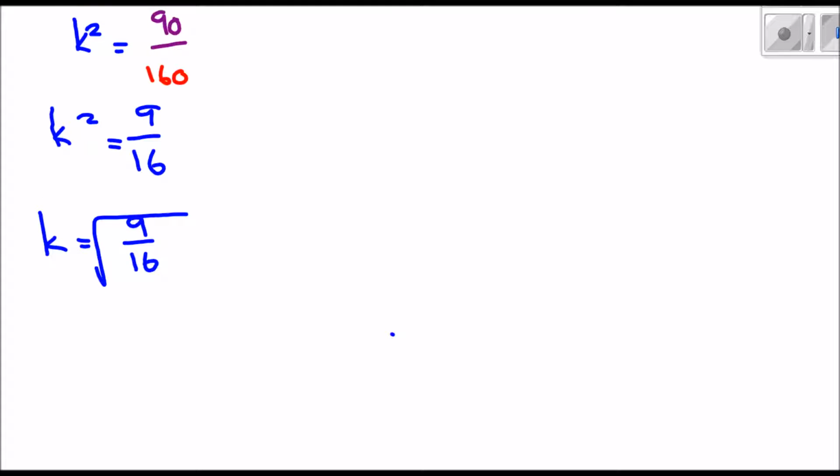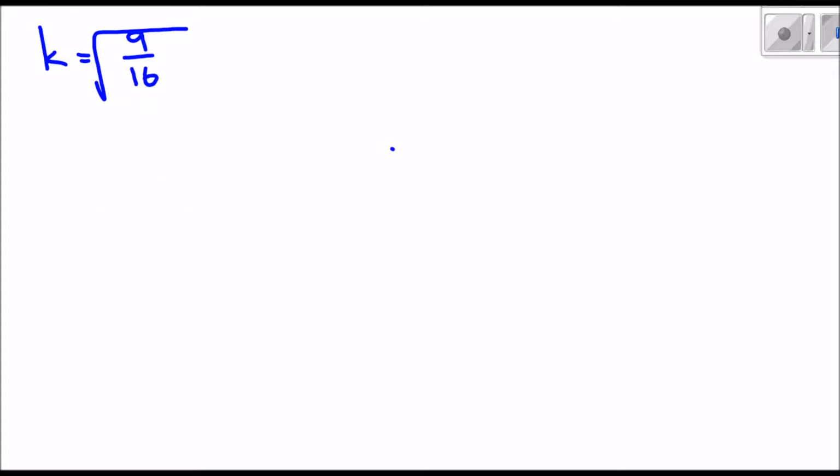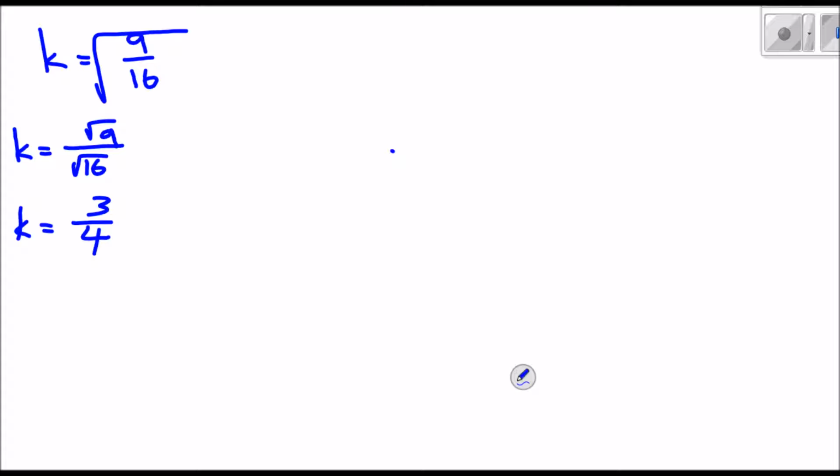So we need to think back to thirds now. Thinking back to thirds, how can we break up the square root? We can go to k equals the square root of 9 over the square root of 16. So the square root of 9 is easy enough, 3. The square root of 16 is 4. So brilliant, we have k. So k is 3/4.